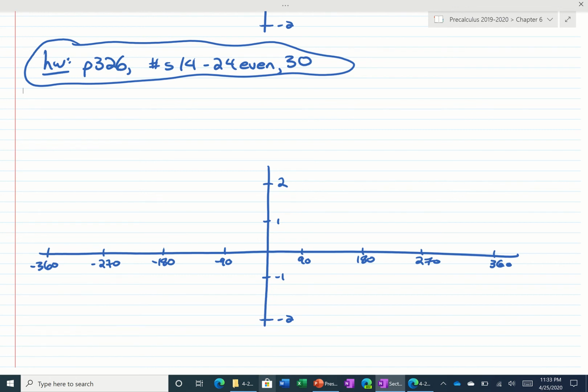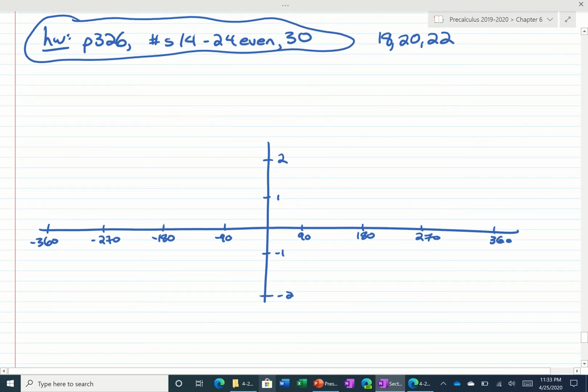And so I'll do number 20, maybe number 18, and 22. 18, 20, and 22. I think those are probably the ones you might have had the hardest time with. The other ones were more straightforward.